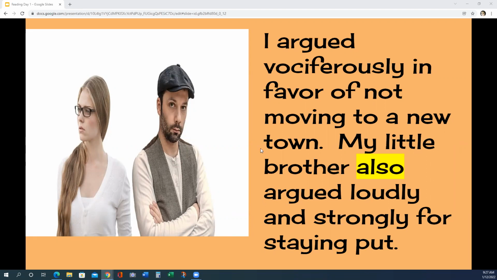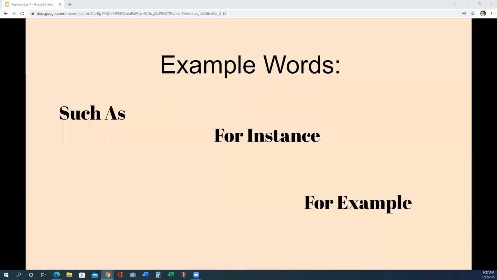But if we read the sentence, she's comparing her little brother to herself, and it says, my little brother also argued loudly and strongly. So from that, I can assume that vociferously means that loudly, they're voicing their opinion, loudly and strongly. So that would be the definition. This is another example of a comparison word, giving us a clue as to what the definition of the word vociferously is. Okay, we're going to move right along.